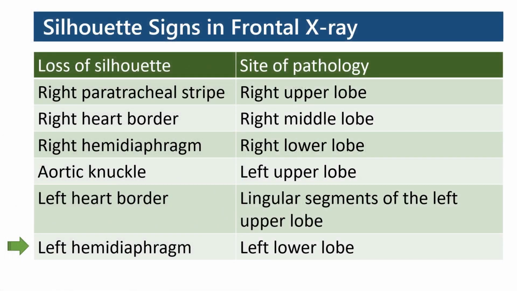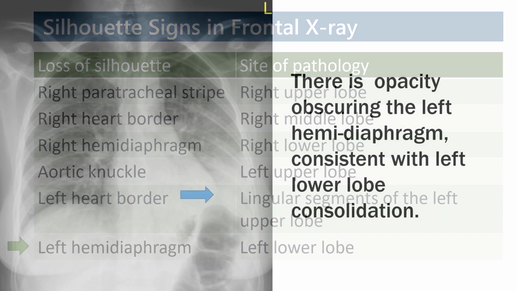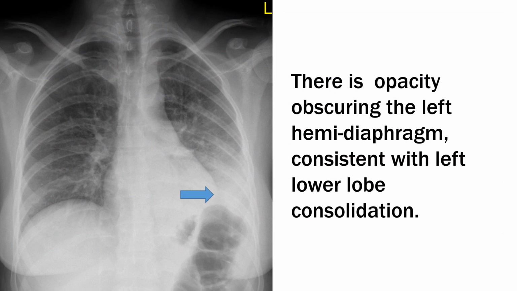If the silhouette of the left hemidiaphragm is lost, the site of pathology would be the left lower lobe. In this X-ray, there is opacity obscuring the left hemidiaphragm, consistent with left lower lobe consolidation.